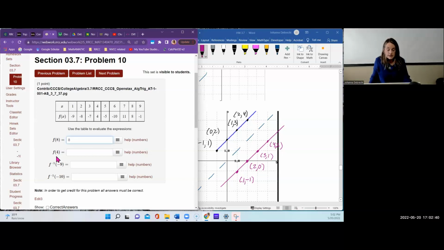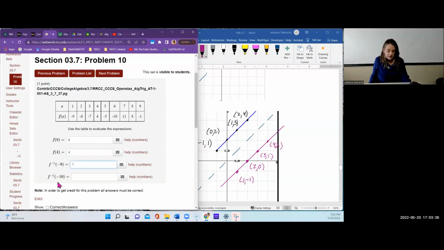F of 4 means let X be 4 and find the Y value on F again. Come up here to the X row, find the 4, then drop down to the Y value on F of X and also get 4. What does this mean? F inverse of -9. This means that this is the X coordinate on the inverse, which must mean it is the Y coordinate on the function. Let's find the Y coordinate on the function with -9. It's looking for the Y value on the inverse, which is the X value on the original function, which gives us a 1.